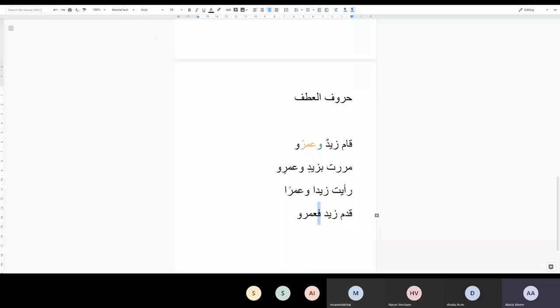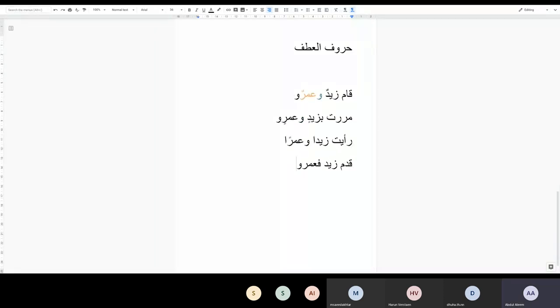What is the difference between this waw and this fa? This fa implies some sort of order. It implies that Amr came after Zayd. Then we have aw. Qadima Zaydun aw Amrun. Zayd or Amr. We have bal. Qadima Zaydun bal Amrun. It is used to show some sort of doubt. You're not sure, so you say, قَدِمَ زَيْدٌ بَلْ أَمْرٌ. No, it is أَمْر.